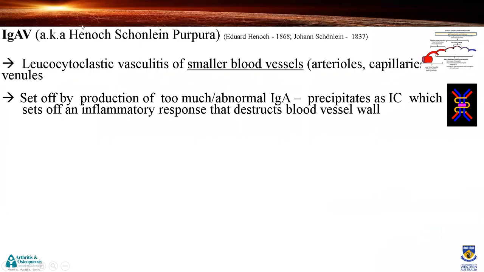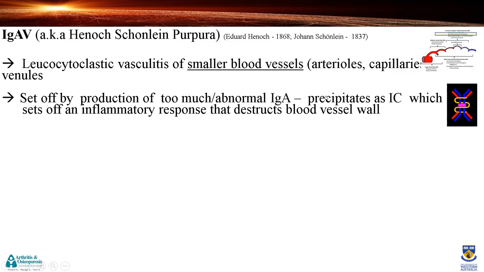IgA vasculitis, which is today's subject, is probably better known under its old name, Henoch-Schönlein purpura, and it defines a situation where leukocytoclastic vasculitis has occurred in the smaller blood vessels, especially the arterioles, capillaries, and venules of the vascular bed. This is all set off by the production of an abnormal amount or an abnormal type of immunoglobulin A, which is the main protective immunoglobulin in mucosal areas.